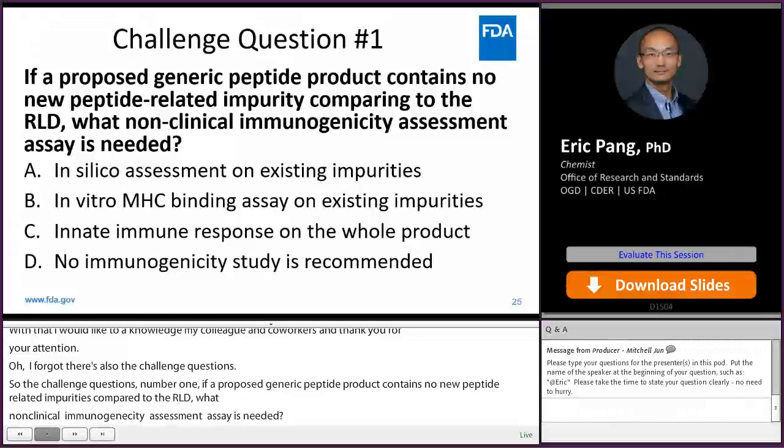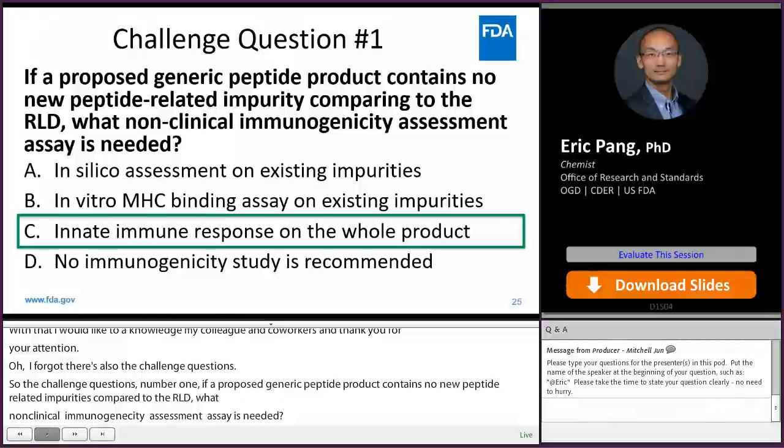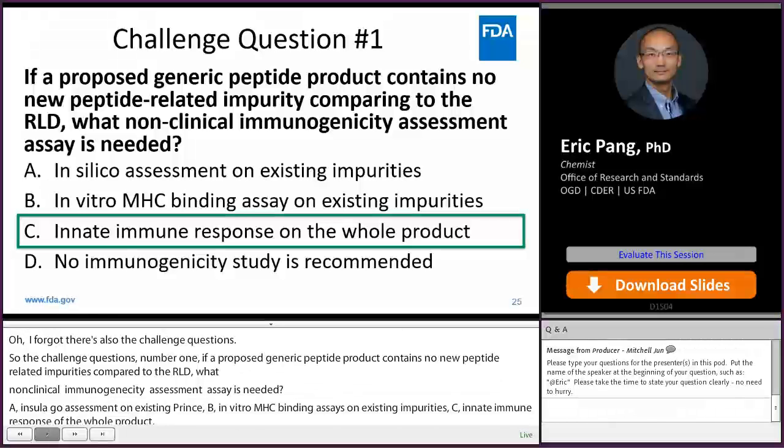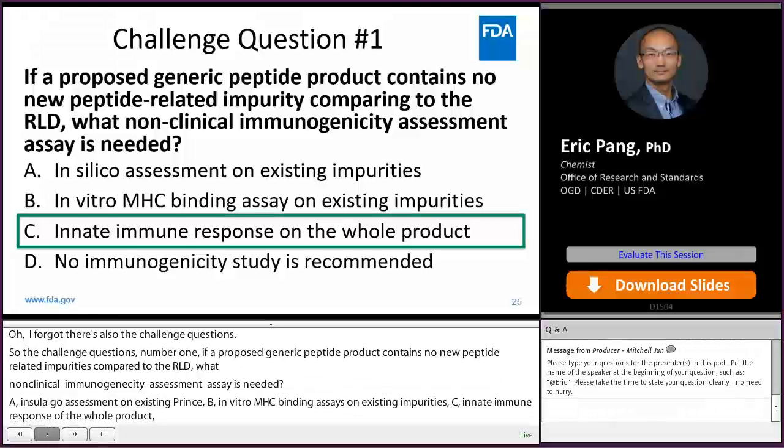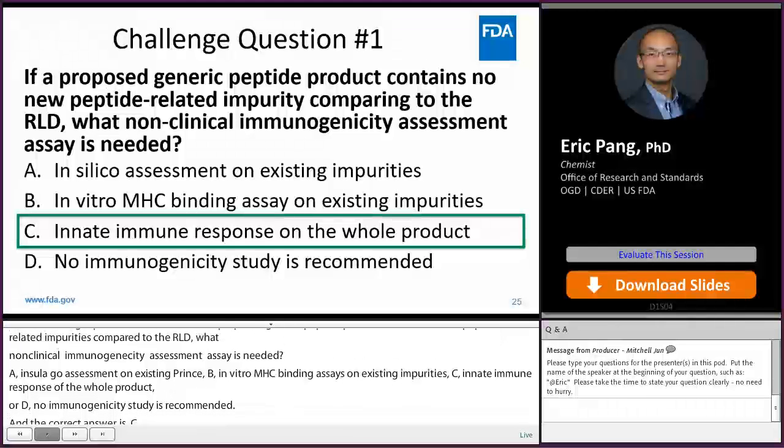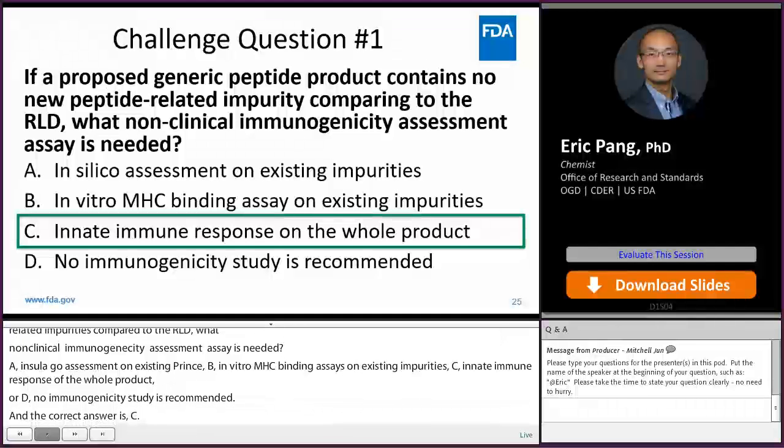The answer is C. As we discussed before, the innate immune response on the whole drug product is still recommended, even though there's no new peptide-related impurity found.